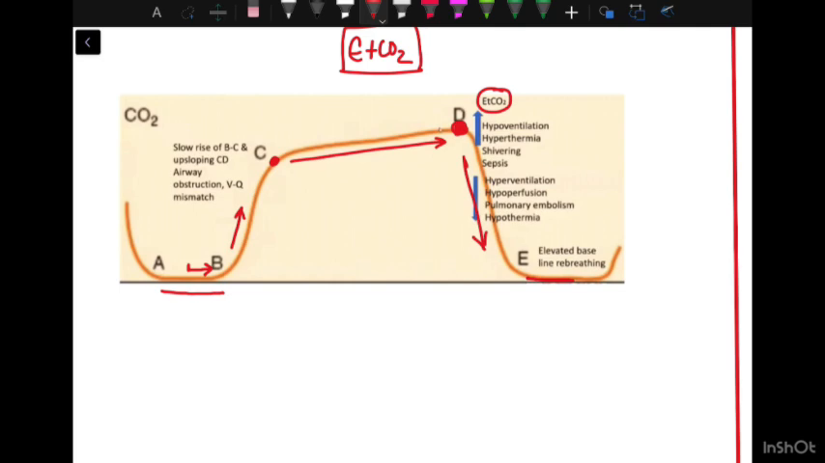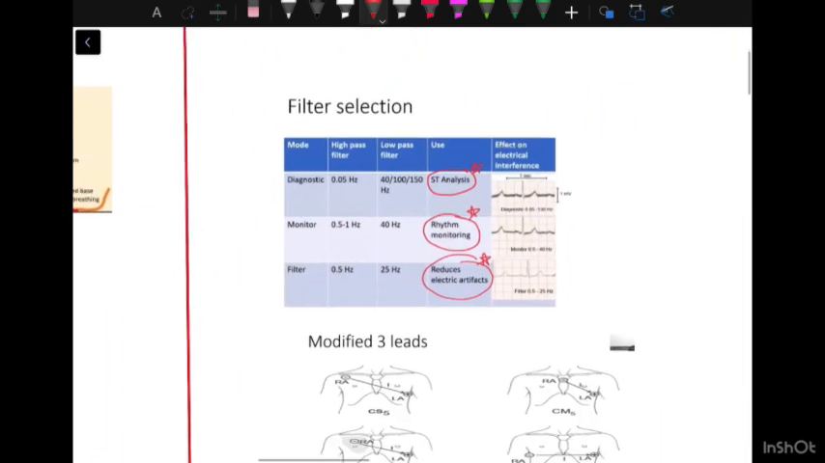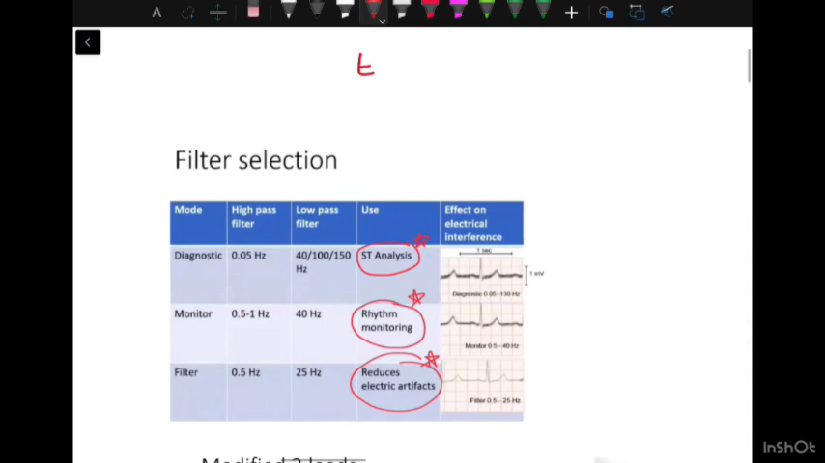The variations in this waveform will tell you what is the reason for the increase or decrease in the end-tidal CO2, and it has a lot more clinical significance just on the basis of what is the shape of the curve.